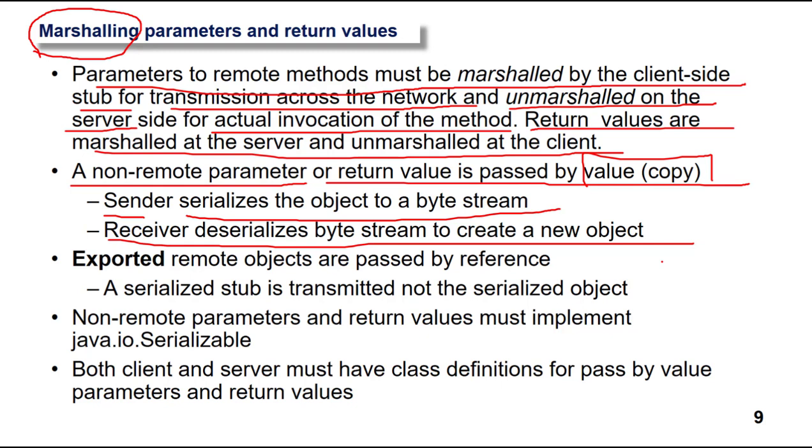Another way in which we can gain access to objects. One way is to send them completely. Another way is to do it by reference. Exported remote objects are passed by reference. We're going to look at an example of what we mean by that in a little bit.